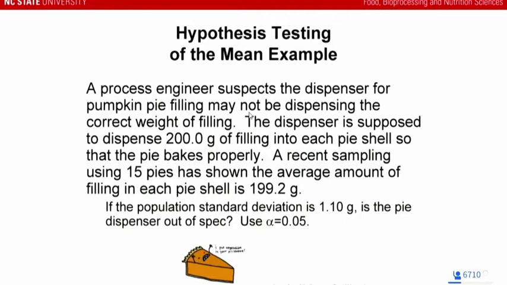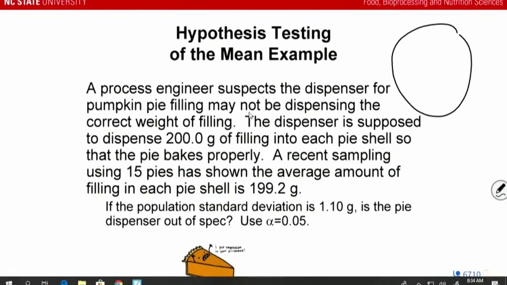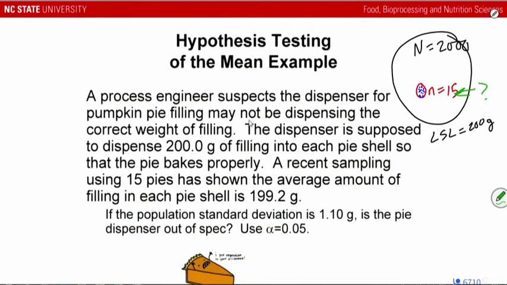So if we can put this into context, I always think about things in terms of circles. Let's say our lot size, or our population, is 2,000. In this case, we're taking a sample size of 15. And the specification for the lot is 200 grams. And we're trying to figure out this parameter. Why don't I just draw 15 dots? 1, 2, 3, 4, 5, 6, 7, 8, 9, 10, 11, 12. There's 15 in there trying to represent the 2,000. So we're trying to ask the question, does that sample represent the lot? Do those 15 samples represent all 2,000?